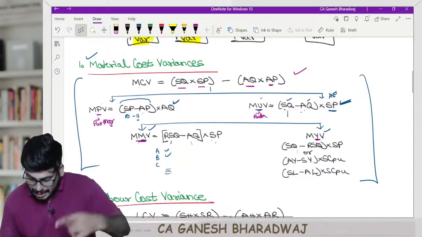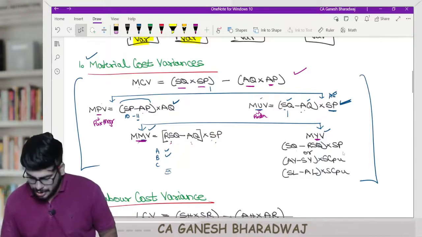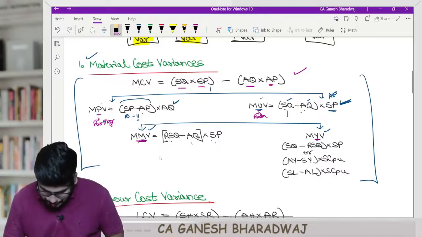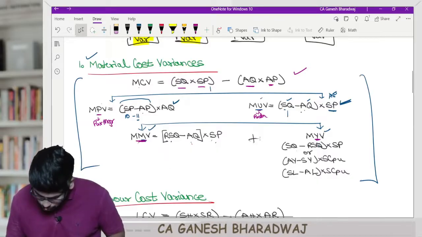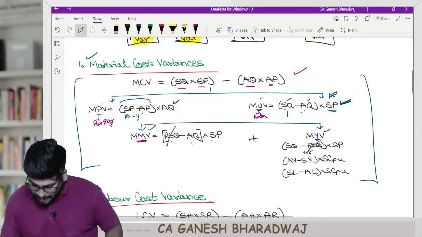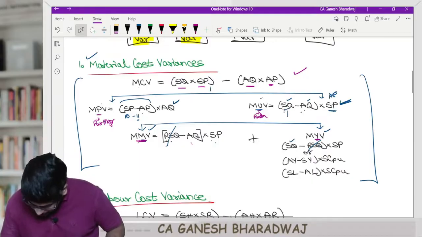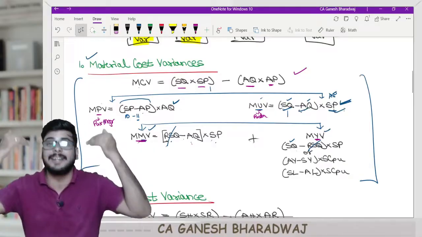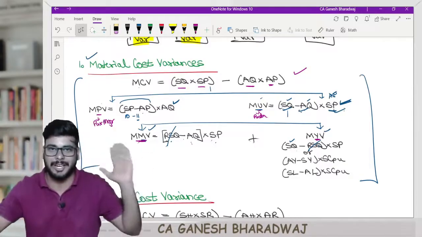It's going to be standard quantity minus RSQ into standard price. Or in other words, if you add up these two, RSQ and minus RSQ get cancelled. Finally you get standard quantity minus actual quantity, the whole into standard price. So you get, as I call it, the daddy figure, that is the top figure. Are you clear with this?